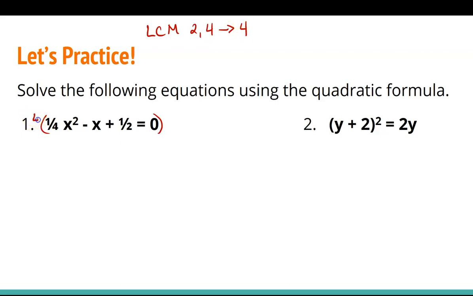So we're going to multiply everything by a 4. So 4 times 1/4 is 1, so we're just left with x squared. 4 times a negative x is a negative 4x. 4 times 1/2 is 2. And 4 times 0 is 0. Now we don't have any fractions, and we can do the quadratic formula like we did in the last problem. So again, I would encourage you to pause the video, try it on your own, see if we get the same answer.